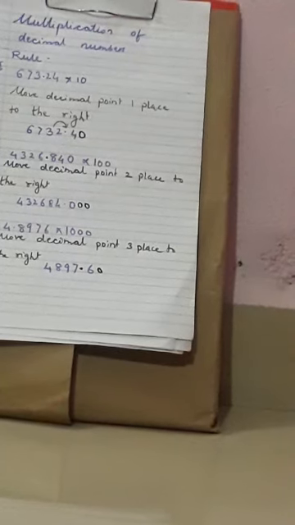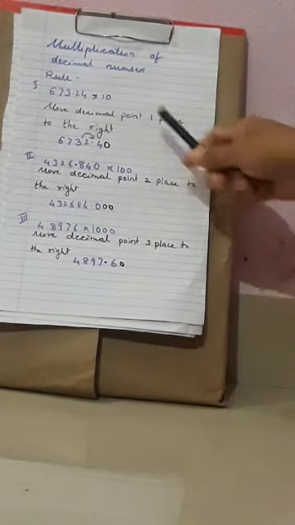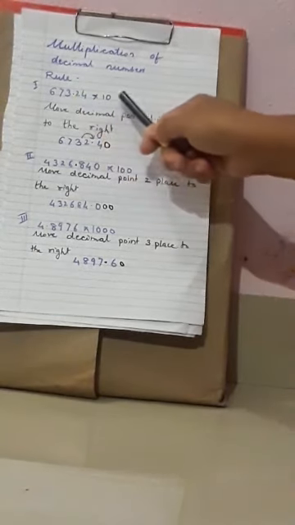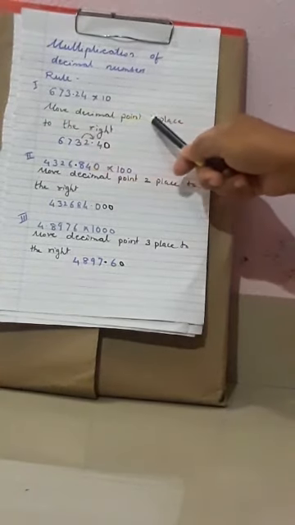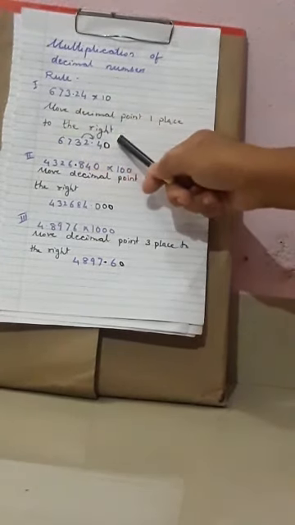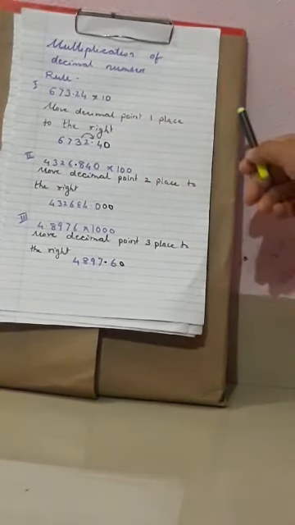Students, today we are going to learn about multiplication of decimal numbers. If a decimal number is multiplied by 10, 100, 1000, then what are the rules? So children, just remember, if a decimal number is multiplied by 10, what is the rule? Move the decimal point one place to the right. It means towards your right.